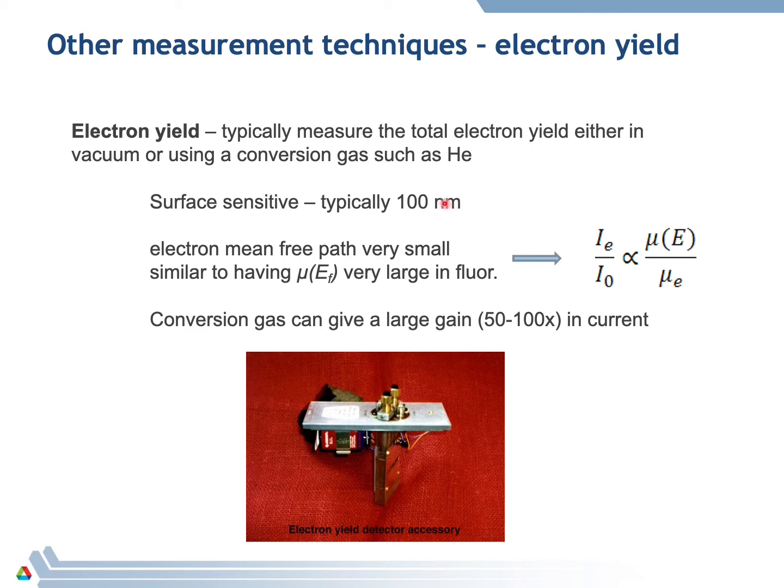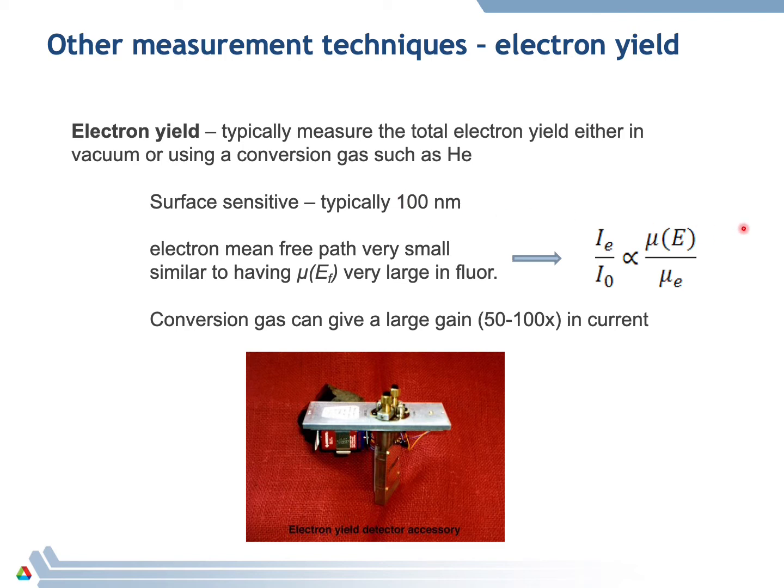The sample is actually in a helium atmosphere, and that has some advantages because when the electrons emitted from the sample go into the helium gas, they can generate more electrons. So you typically get a gain in the current of maybe 50 or 100 times compared to just measuring the electrons from the sample in vacuum. Now the electron yield is pretty surface sensitive because the electrons have a hard time coming out of the sample. For the total yield, it might be measuring the top 100 nanometers or so. Because you're only measuring the top 100 nanometers, it's equivalent to having a very thin sample.